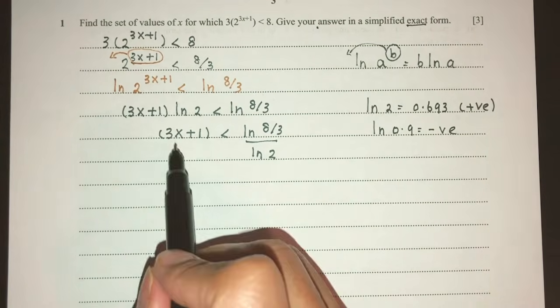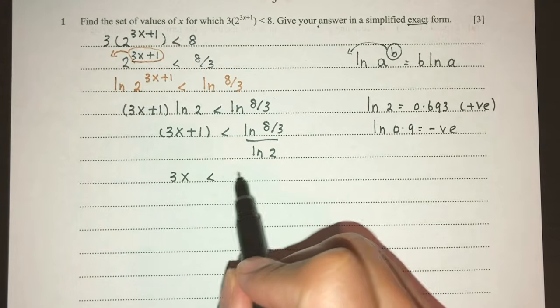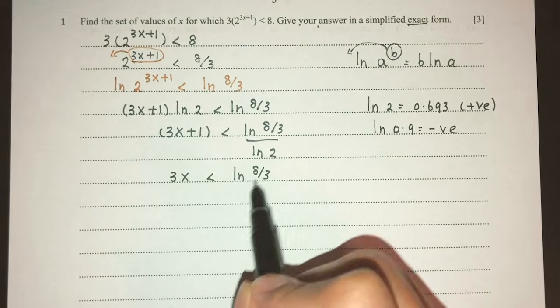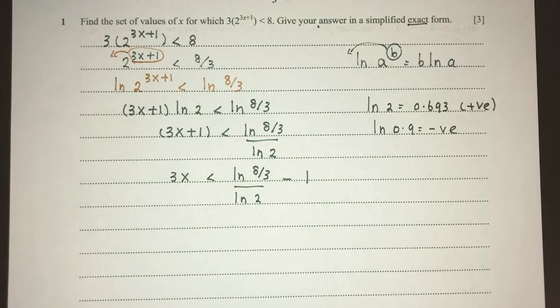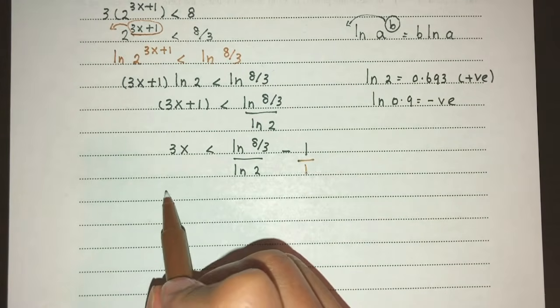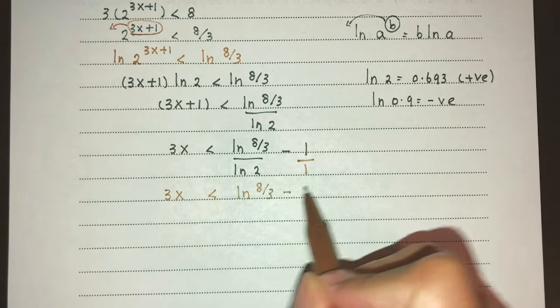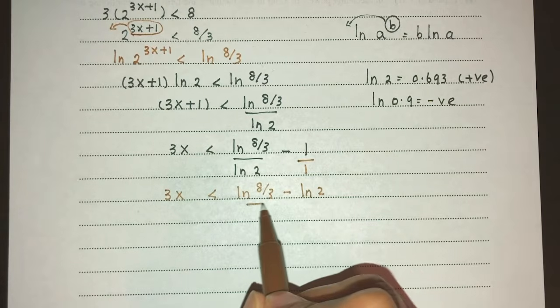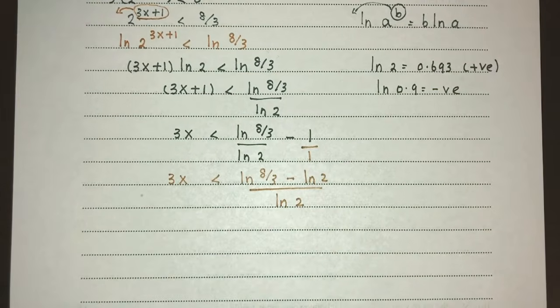You can see it is positive, so the sign remains the same. Okay, this is just to check. Now the next step is to make x the subject of formula. So we have 3x less than ln of 8 over 3 over ln of 2 minus 1. So now we can simplify. If you observe, basically here we have two fractions. This is 1 over 1, right? Now we can write this down as 3x less than ln of 8 over 3 over ln of 2 minus ln of 2 over ln of 2. This is simple fraction subtraction. Now we want to combine those two together. How can we do that?